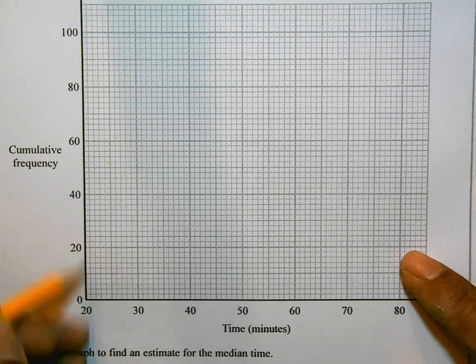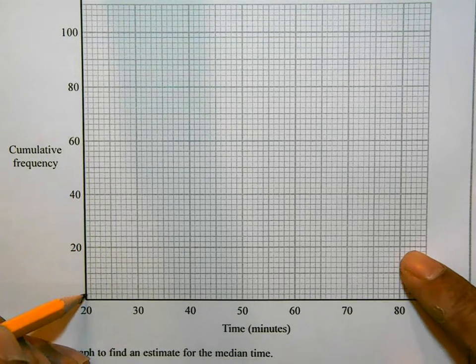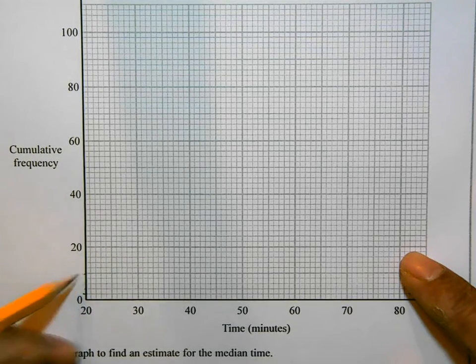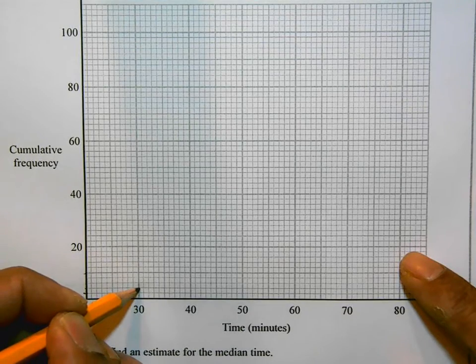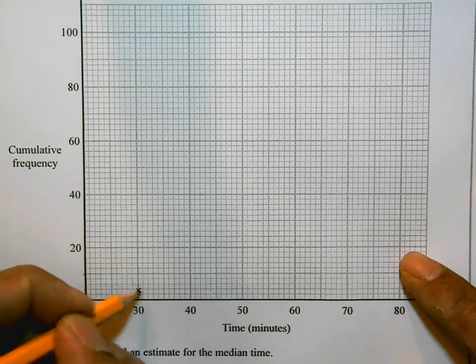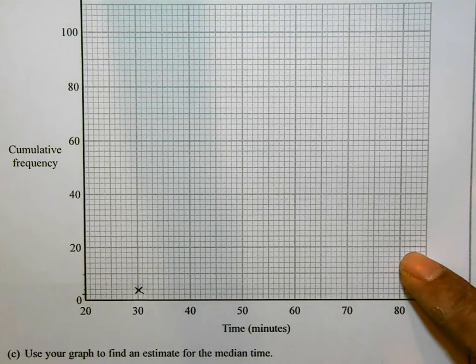I need to make sure I understand this scale. From 0 to 20, there are 10 tiny squares and it goes up to 20, so each one is going to be worth 2. That's going to be 2, 4, 6, 8, 10. Yep, that makes sense. So 30 is going to go up to 4, which is 2 squares up, and I've just put a cross there. Make it slightly bigger.